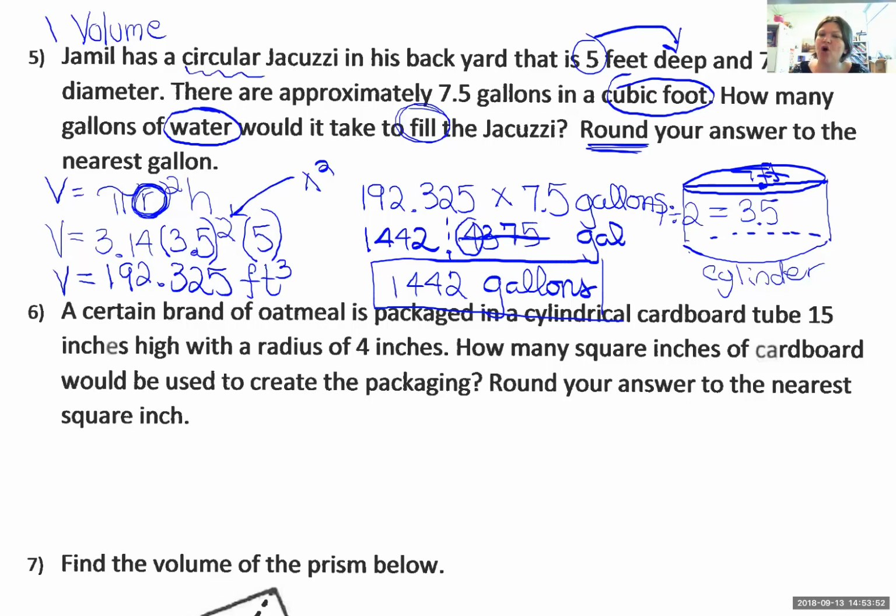A certain brand of oatmeal is packaged in a cylindrical cardboard tube, 15 inches high with a radius of 4 inches.